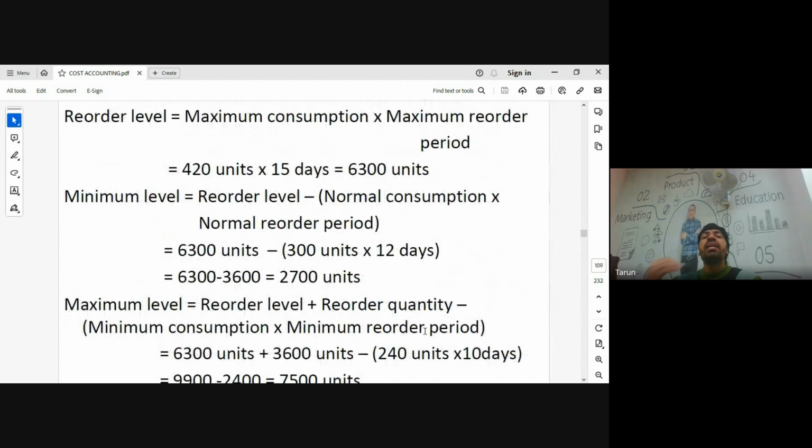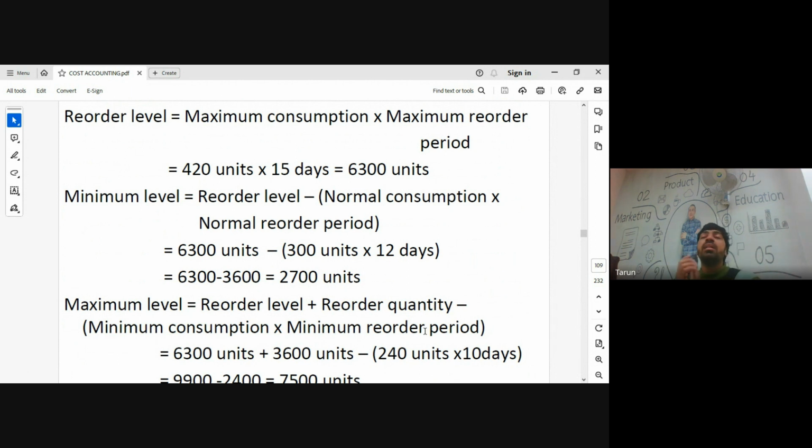Why has the reorder level been estimated? The reason behind it is that to calculate the minimum level and the maximum level, the value of the reorder level is required, which is 6,300 units.